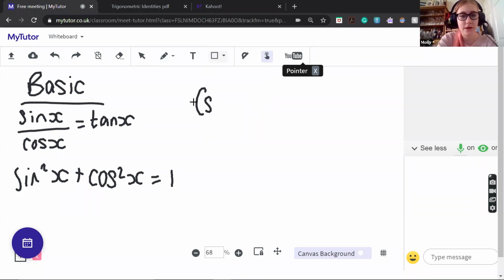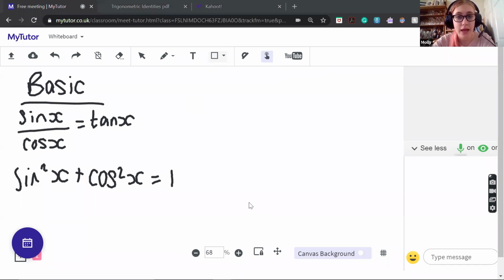So when you take sine of something and square it, and cos of something and square it, and you add them together, you get 1. So that one's pretty cool, super useful one. And don't worry if you don't really understand what I mean at the moment. Once we get on to examples and show you how to apply these, it will make sense. I just want to write them all down to start with.